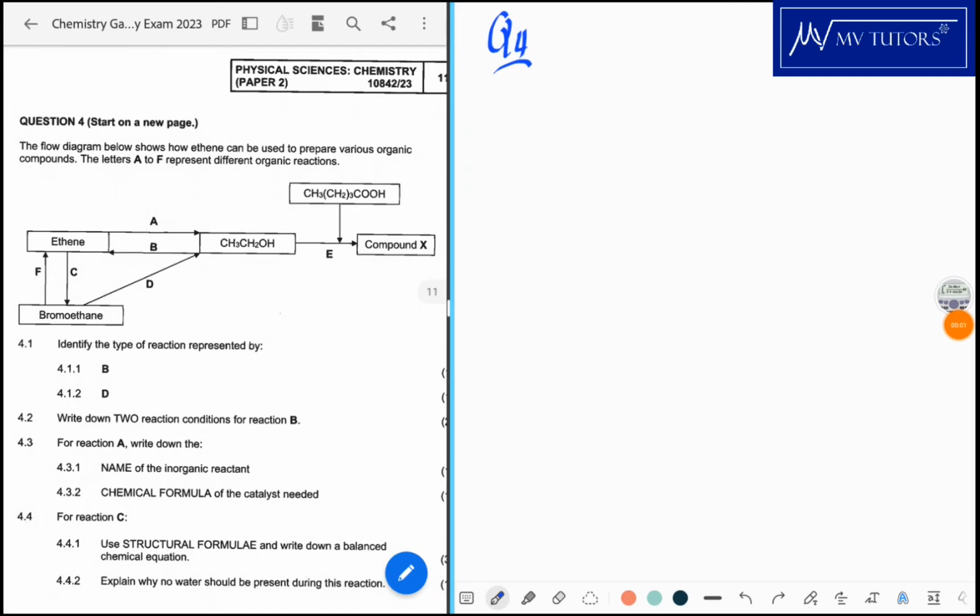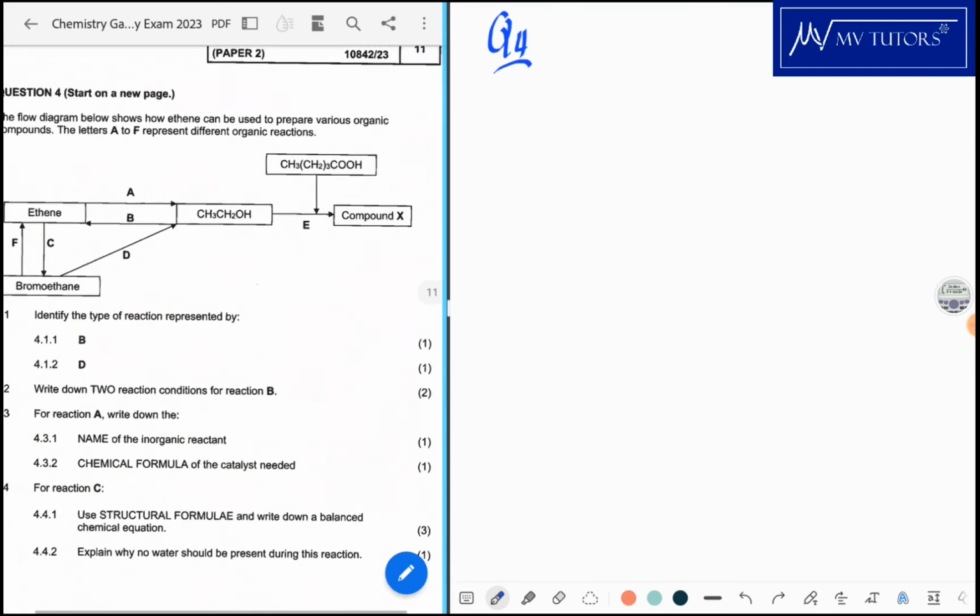Question 4. This is the last of the organic chemistry. We'll be dealing with organic reactions. So it says the flow diagram below shows how ethene can be used to prepare various organic compounds. The letters A to F represent different organic reactions. Alright, so I suggest we have a look at all of these reactions, make sense of this flow diagram, and hopefully answering questions will be much quicker.